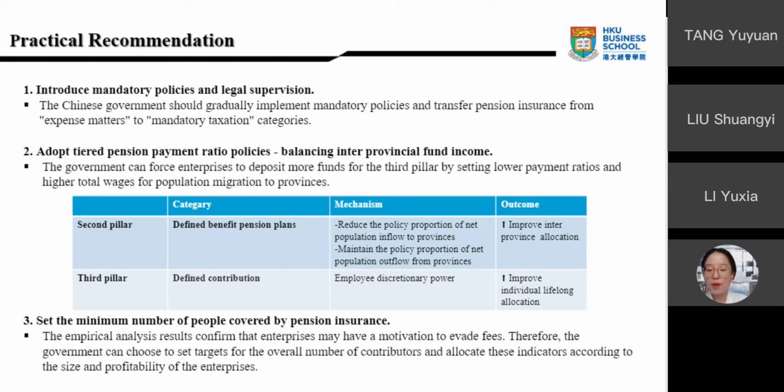And based on all the analysis, we mainly consider the following 3 suggestions. First of all, the Chinese government should gradually implement mandatory policies and transfer pension insurance from expense matters to mandatory tax categories. Secondly, the Chinese government should adopt tiered pension payment ratio policies to balance inter-province fund income. Thirdly, the Chinese government should set the minimum number of people covered by pension insurance.